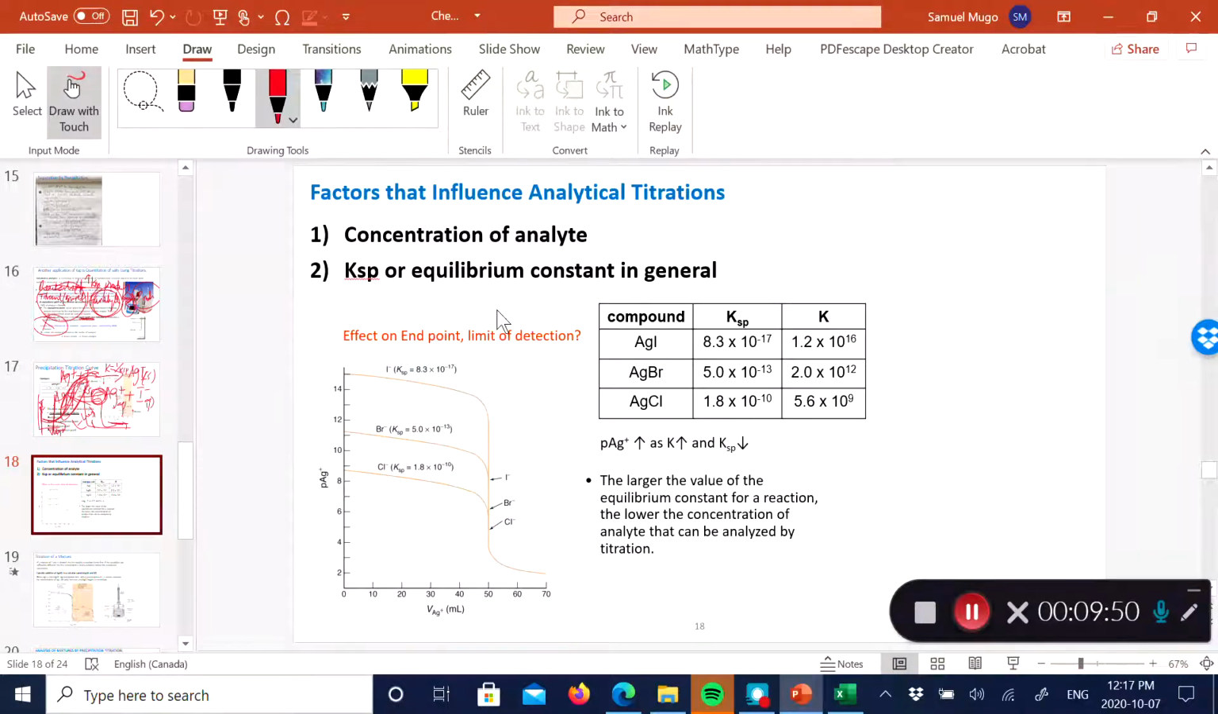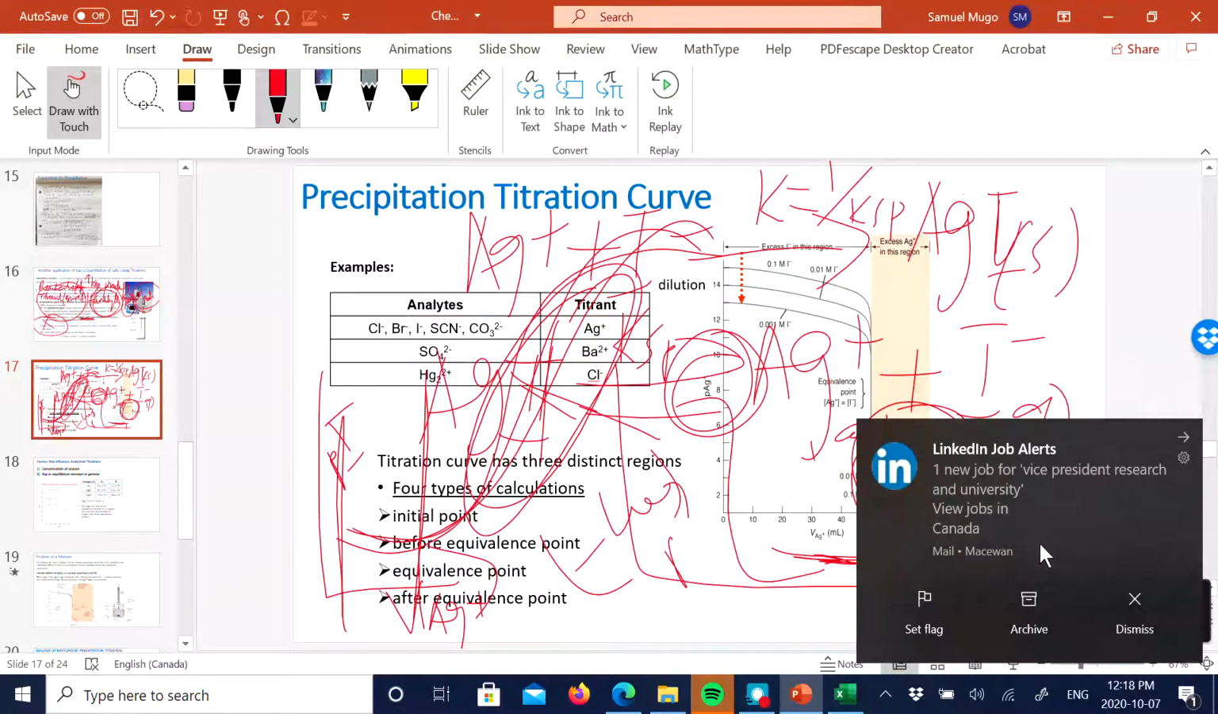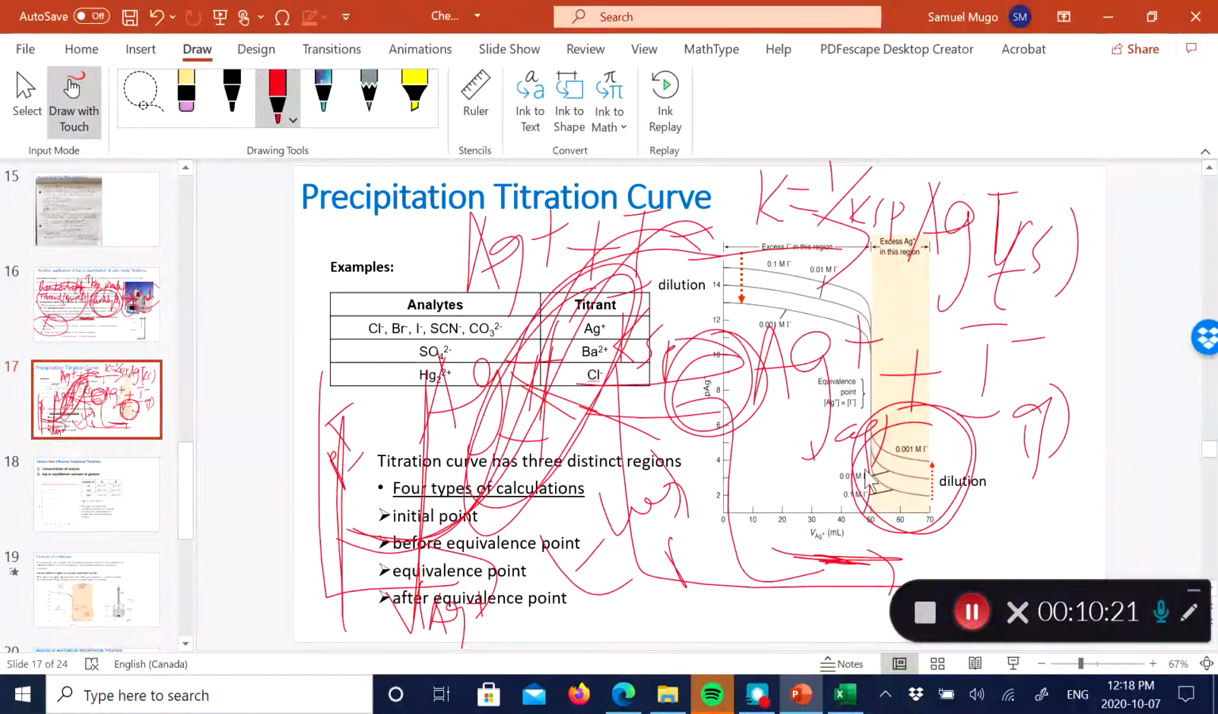So what are the factors that influence analytical titrations, particularly the precipitation types of titrations? You're going to see the concentration of the analyte is critical. As the concentration of the analyte increases, you get a better or sharper end point. This titration curve shows that as the concentration of the iodide increases, you've got a bigger gap in the titration curve, meaning the end point is steeper.